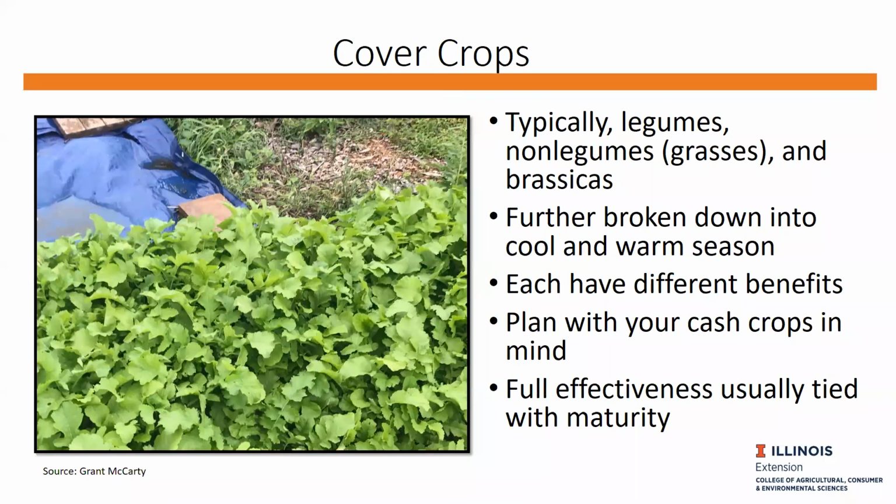So my grown organic matter, this is cover crops. So typically legumes, non-legumes, and brassicas. Non-legumes tends to be my grasses, my grass family. These are cool season, warm season cover cropping systems. Each has lots of different benefits. They each have very different organic matters with them. Always think about planting your cash crops in mind. And then note that full effectiveness, like I shared with you, tends to be tied to when it actually starts to flower.